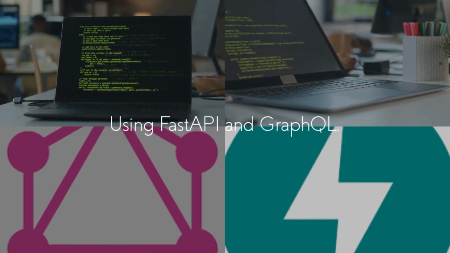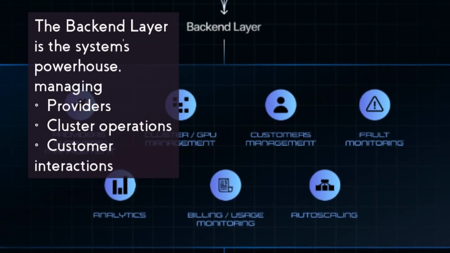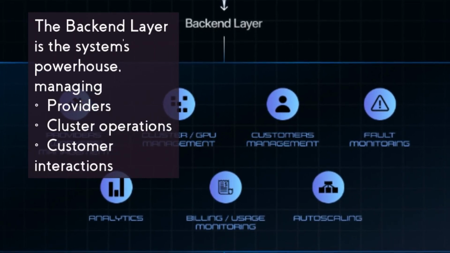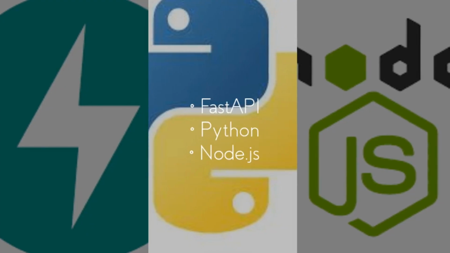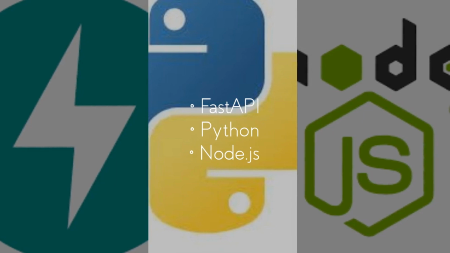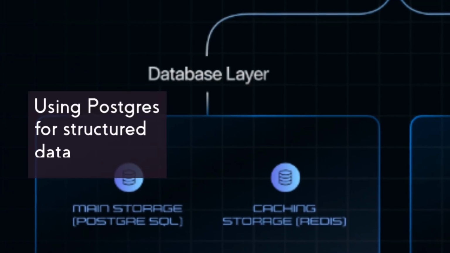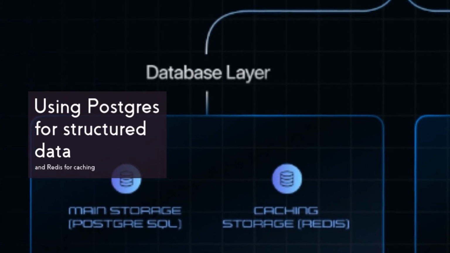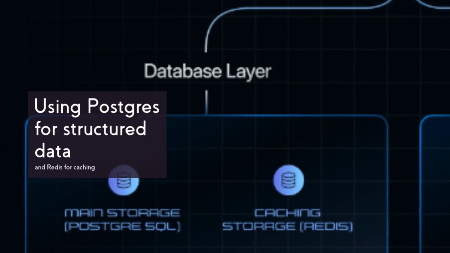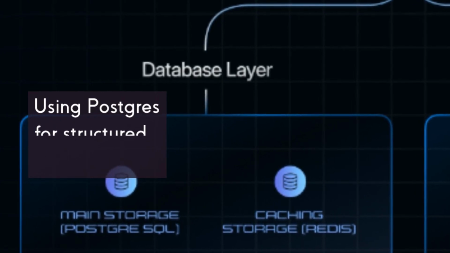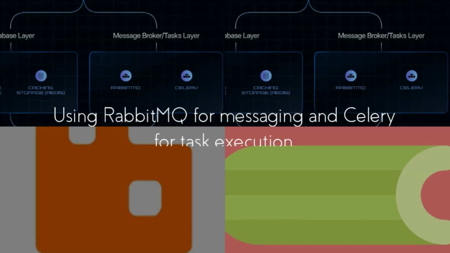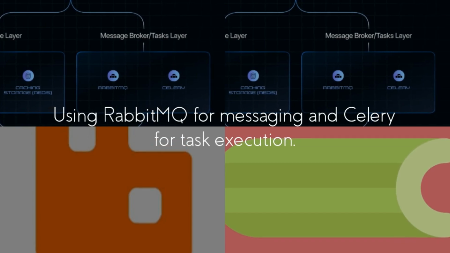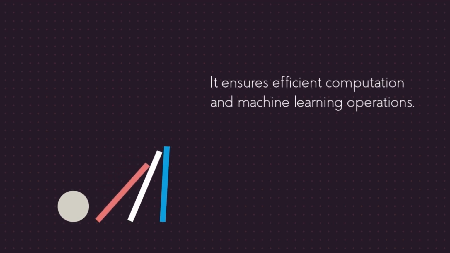FastAPI and GraphQL. The backend layer is the system's powerhouse, managing providers, cluster operations, customer interactions, and more. Technologies like FastAPI, Python, and Node.js ensure robust performance and scalability. The database layer is the data repository, using Postgres for structured data and Redis for caching, ensuring efficient data storage and retrieval. This layer handles asynchronous communications and task management, using RabbitMQ for messaging and Celery for task execution, ensuring smooth data flow. It ensures efficient computation and machine learning operations.